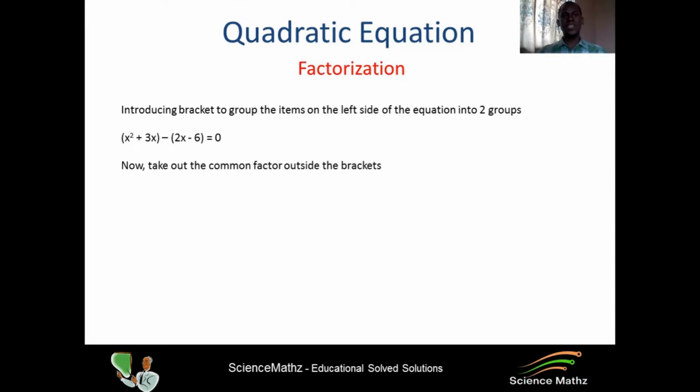What else? Now let us take out the common factors outside the bracket. What is common between s squared plus 3s? s. That's good. Now what is common between 2s and 6? 2. Beautiful. Okay. Now we take s out of the bracket, leaving s plus 3 in a bracket. On this other side, we take 2, which is common to both 2s and 6, outside the bracket, leaving s plus 3 inside the bracket, all equal to 0.